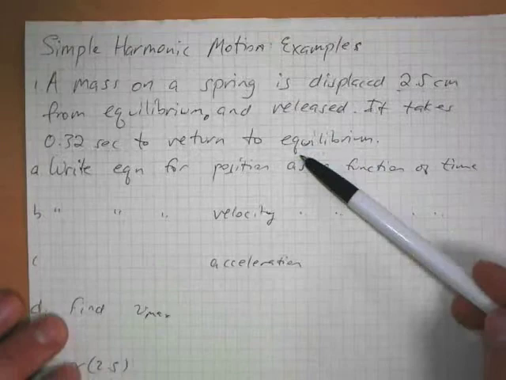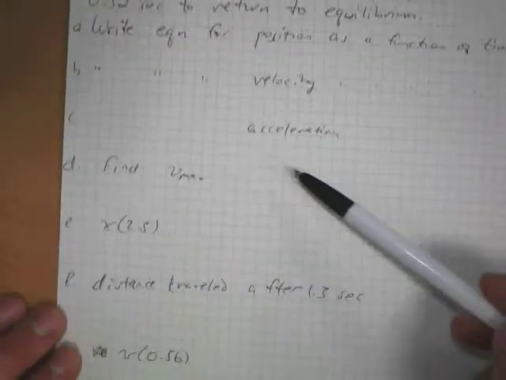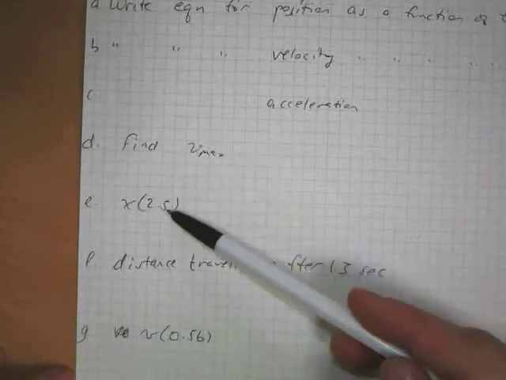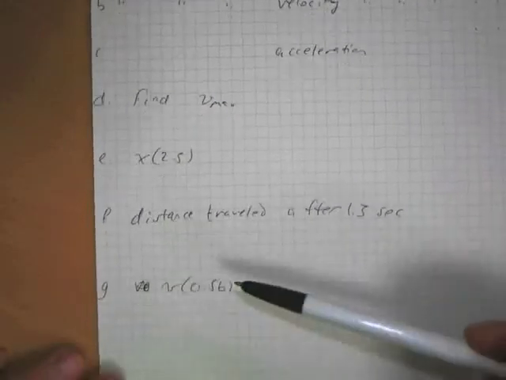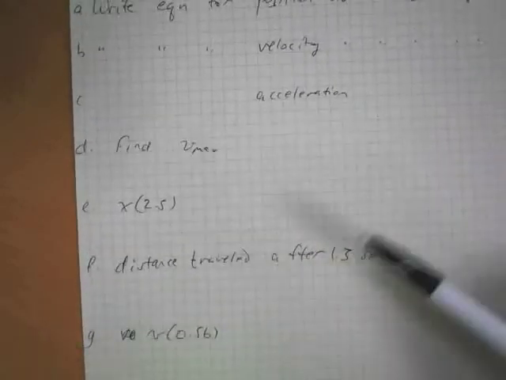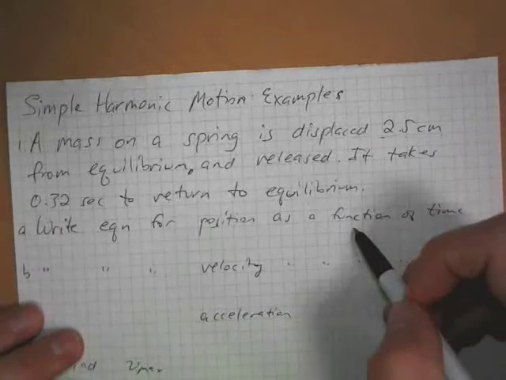Equation is position as a function of time, velocity as a function of time, acceleration as a function of time, maximum velocity, position at some time, distance traveled, velocity at some time. There are a few more different questions I could ask you. But first off, the equation for position as a function of time.